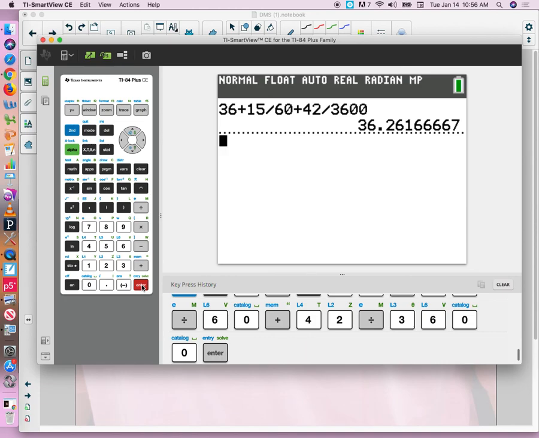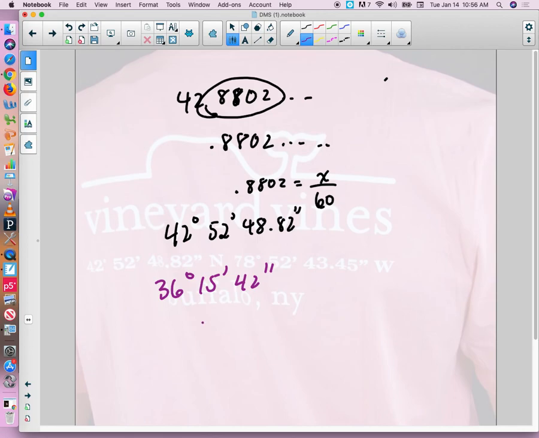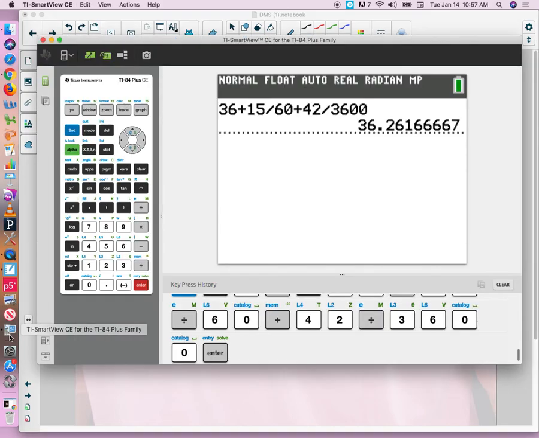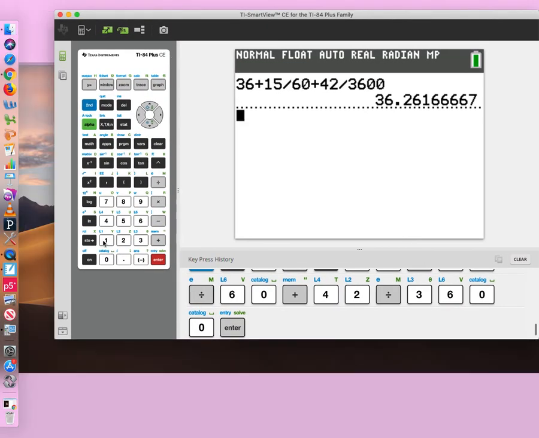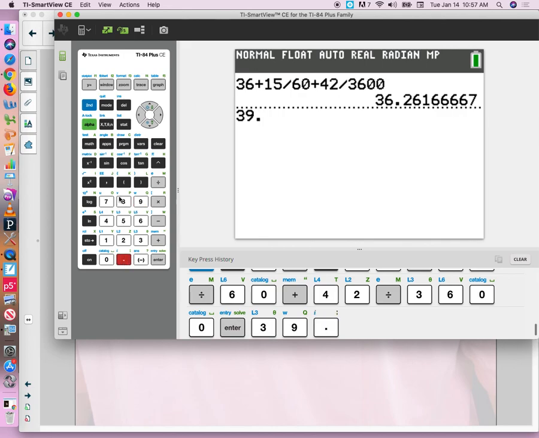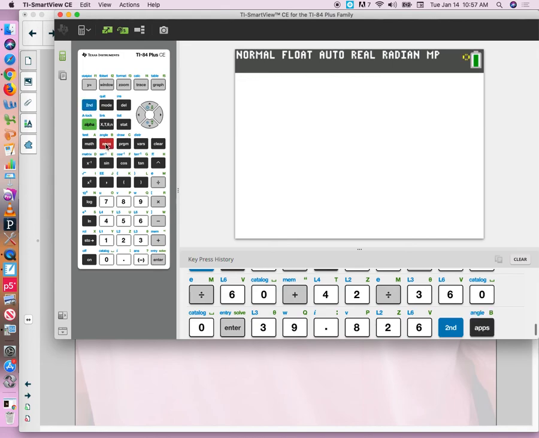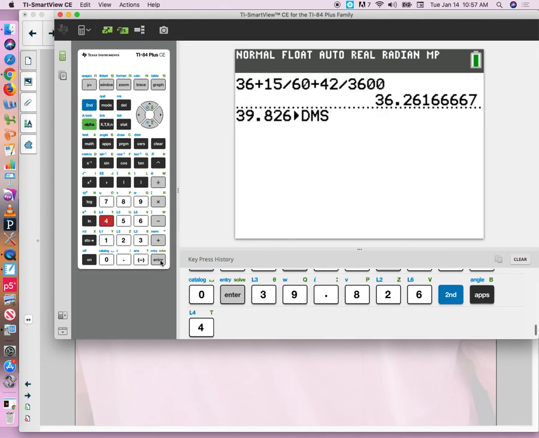So I like to go to decimals like that, all right? But if I want to go back, suppose I have 39.826 degrees and I want it in DMS. That's when I use the angle key myself instead of all that times 60 stuff, okay? So I already forgot my number. 39.826. So I would go 39.826, and then I would go second angle and hit DMS and just let it do the work for me. Okay?